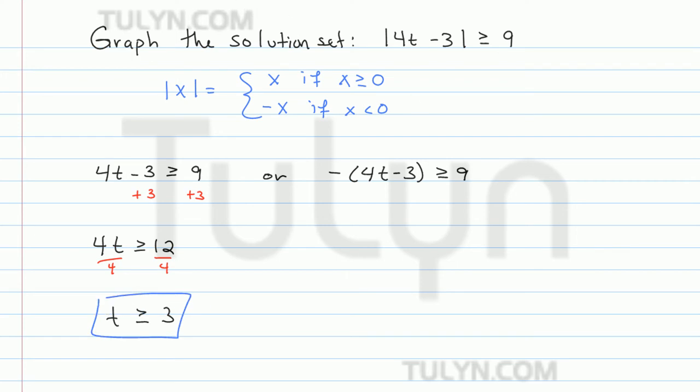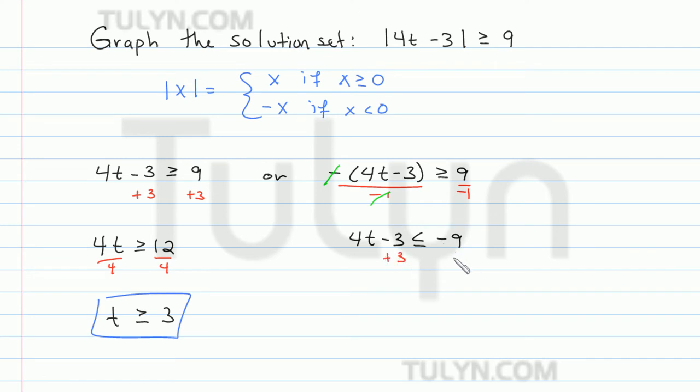Now, on the right side, I want to divide both sides by negative 1 first off. What this is going to do is cancel out that negative on the left side, and on the right side of the inequality we're going to get negative 9. But anytime you multiply an inequality by a negative number, you have to switch the sign. So what we're going to end up getting is 4t minus 3 is less than or equal to negative 9.